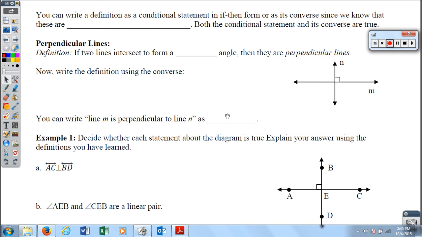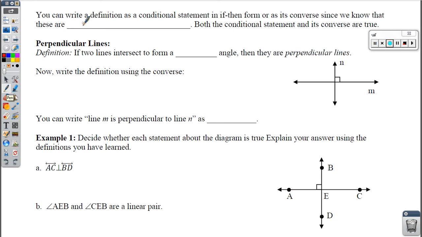When we write definitions in mathematics, we can write them as a conditional statement in if-then form, or as its converse. In the last lesson, we found that it was not always the case that an if-then statement was true if its converse was true, but actually this is the case for definitions. So when we do definitions this way, we can write it in if-then form, either as its regular conditional or as its converse. They will both be true.